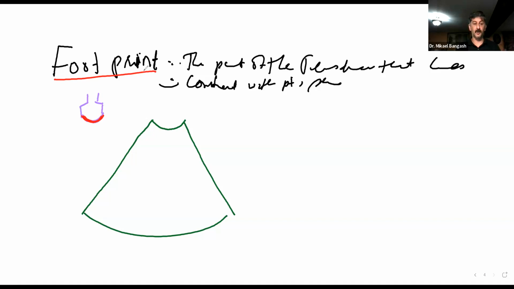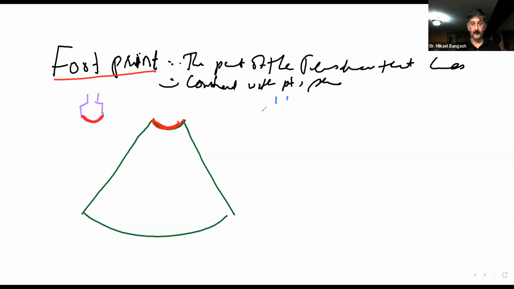And where do you see the area of the transducer's footprint on an image? That's always going to be at a shallow depth. So in most instances, not all, the shape of the footprint will help you in describing the shape of the image.